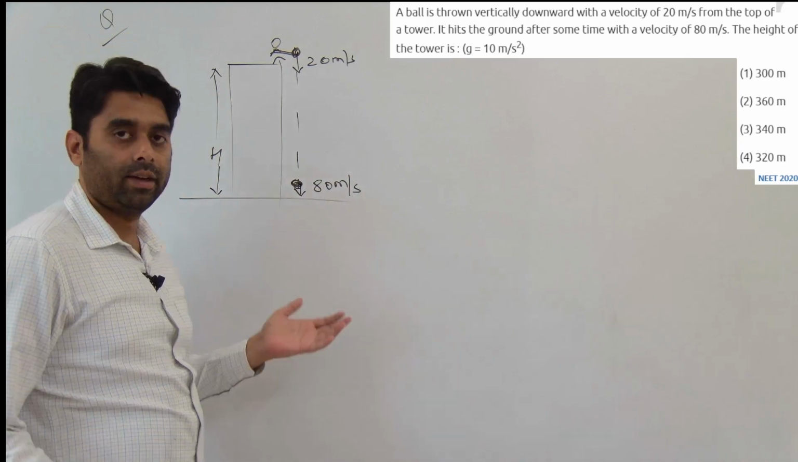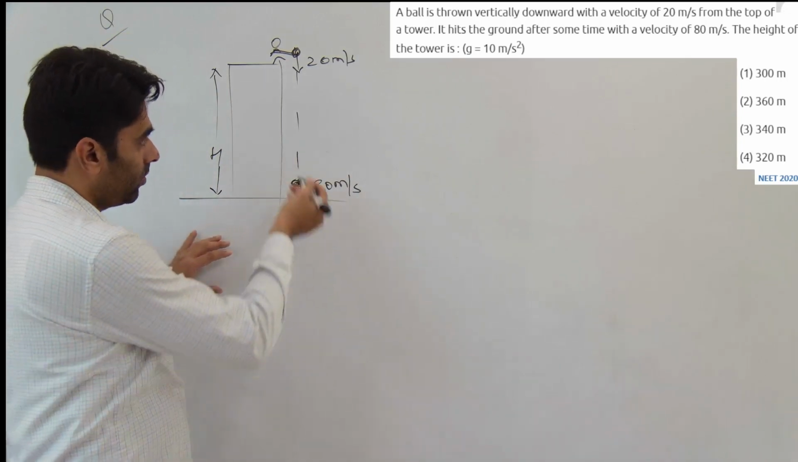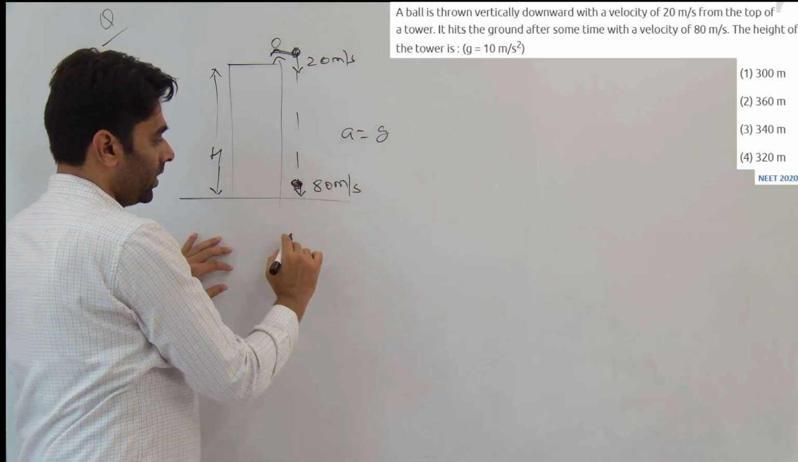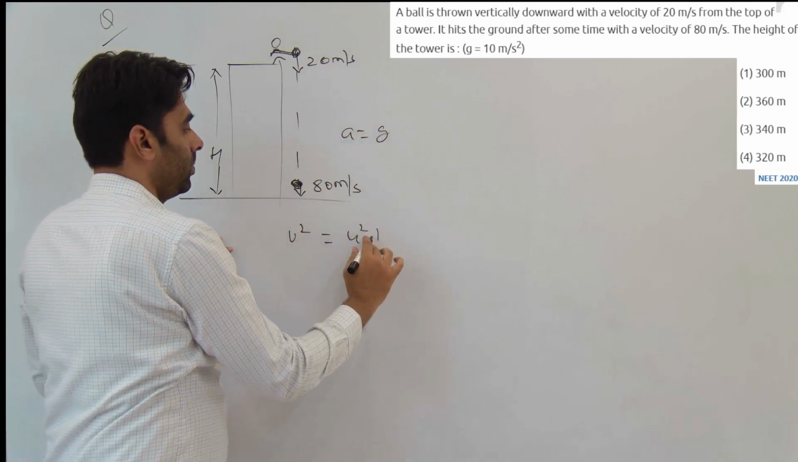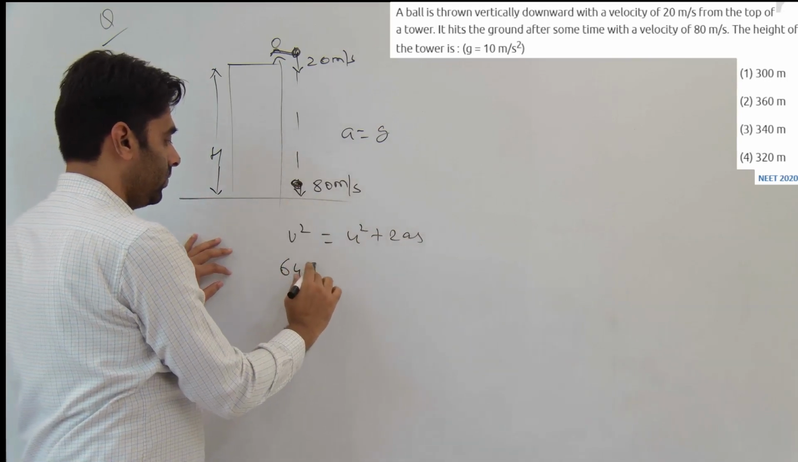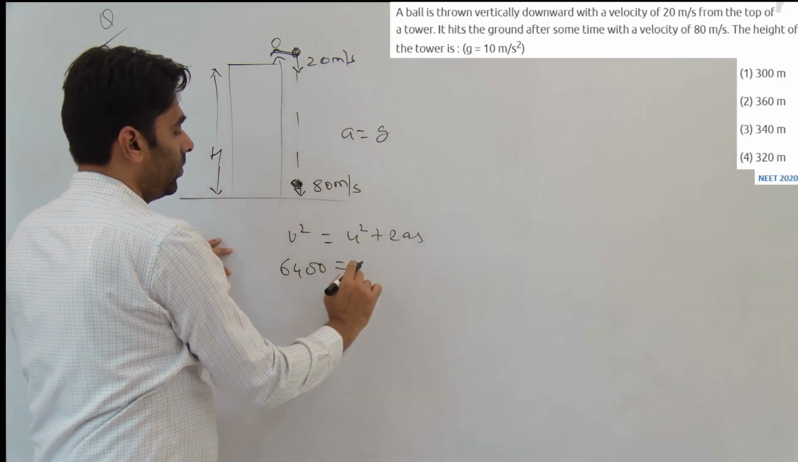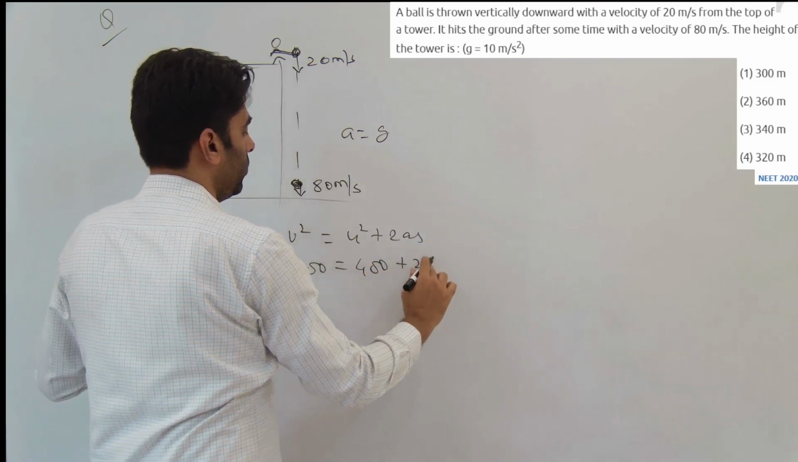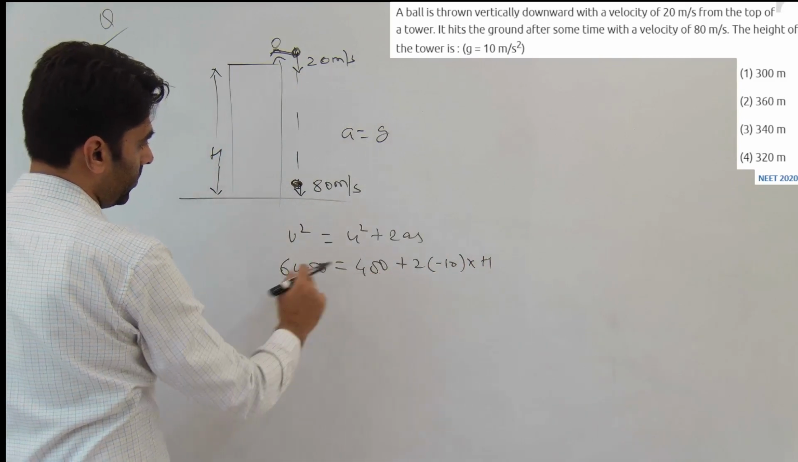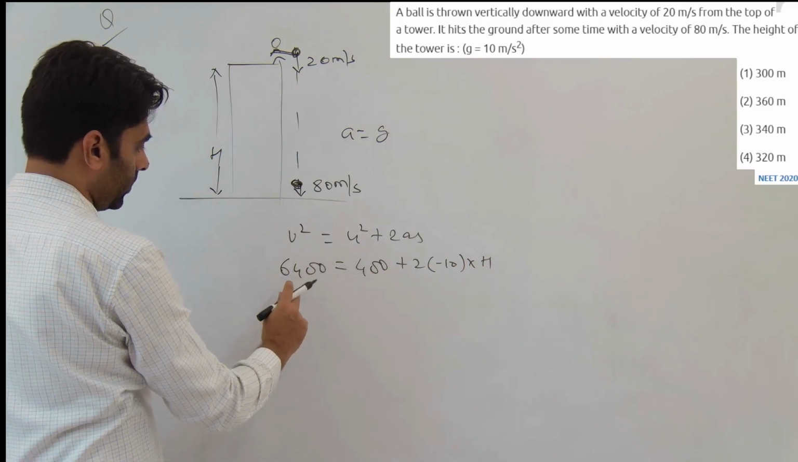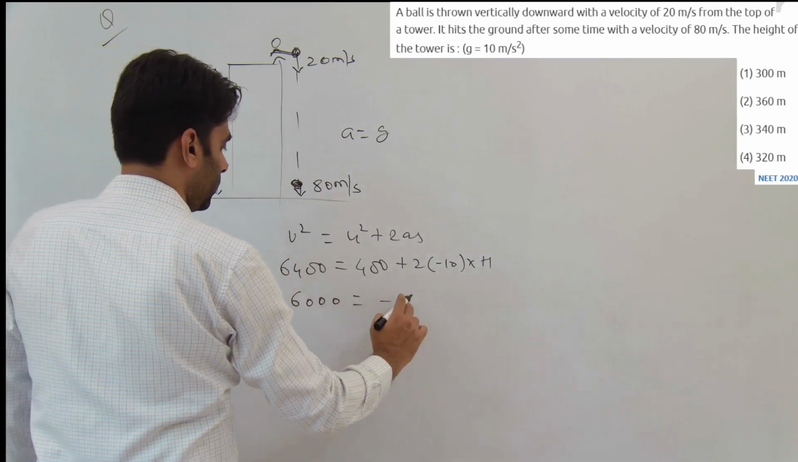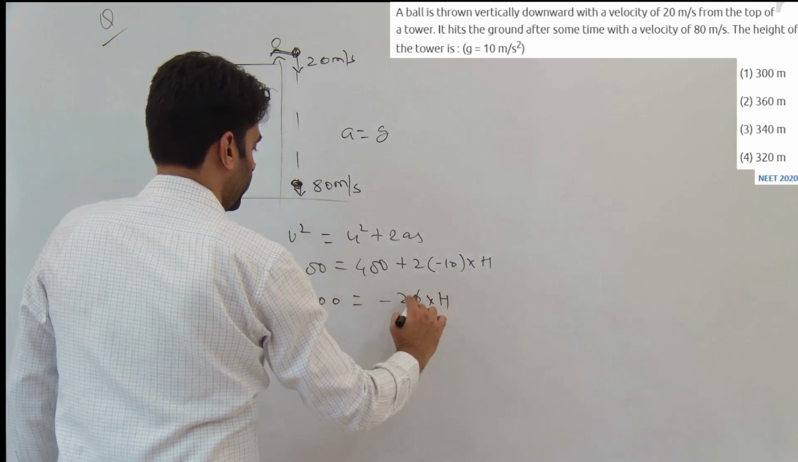Well and good. Direct equation of motion we have to apply. Third equation of motion. Initial velocity you know, final velocity, acceleration is g. So what can we write? V square equals to u square plus 2as. V is 80, 80 square is 6400. U square, 20 square is 400, plus 2 into 10 into h. If we calculate this, how much are we getting? So 6400 minus 400, that is 6000, is equal to 20 into h.